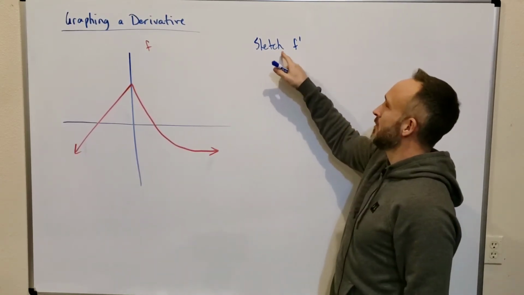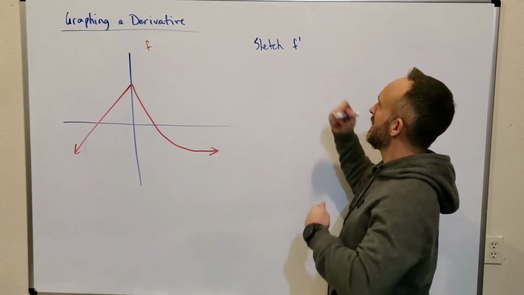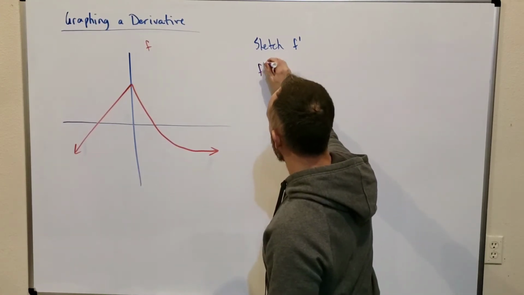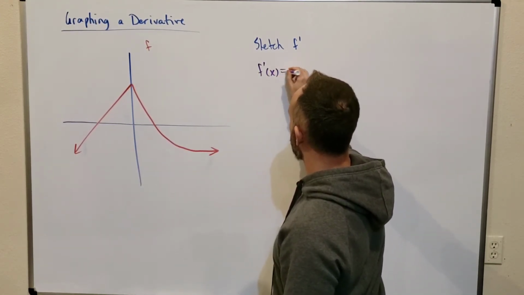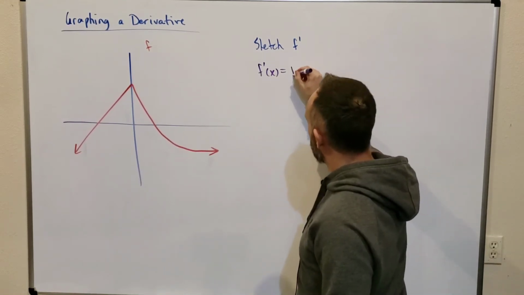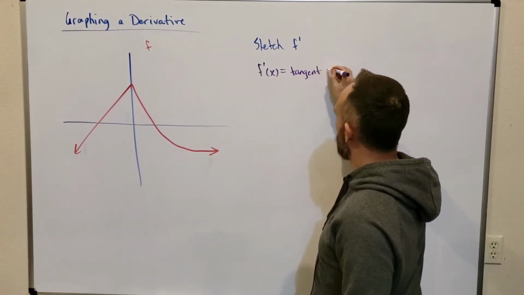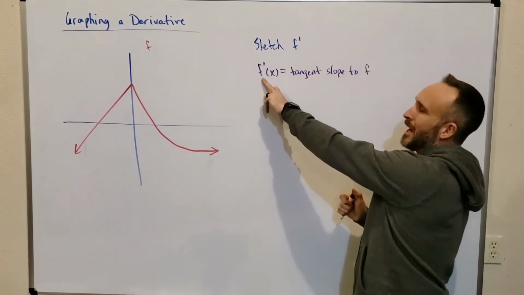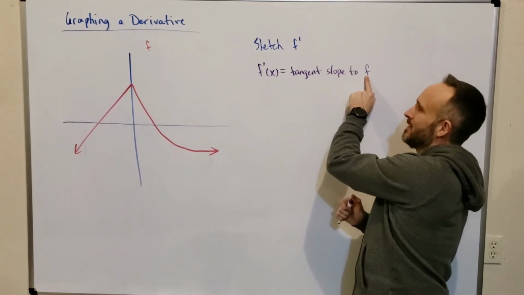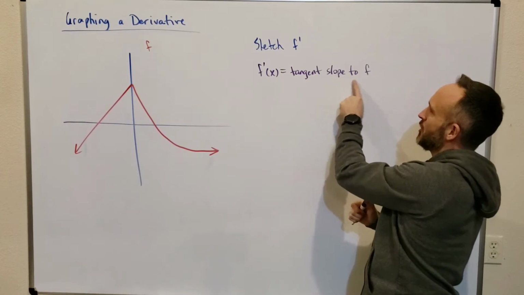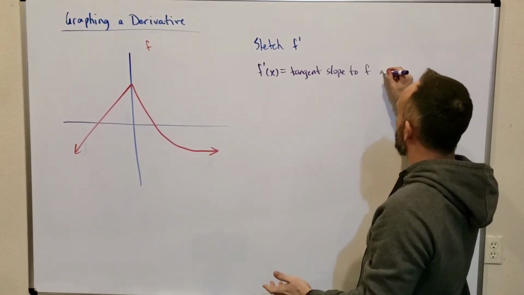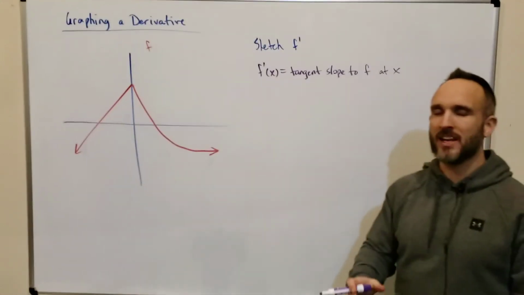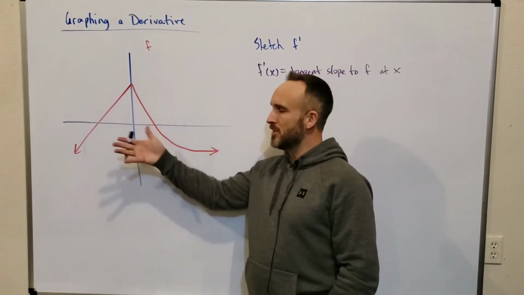Now the key is to recognize that the outputs of f prime of x, let's write this down: if you want to know the output of f prime of x, it is the tangent slope to f. It's so important. The derivative outputs information about the function. So the output of the derivative function is the tangent slope of the original function at that x value.